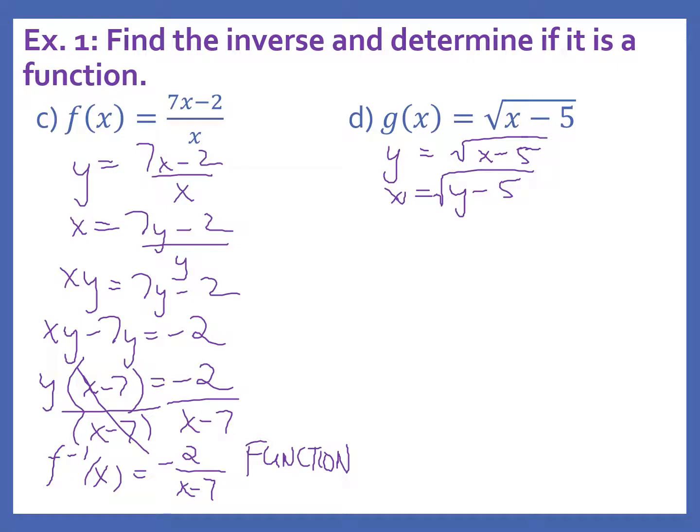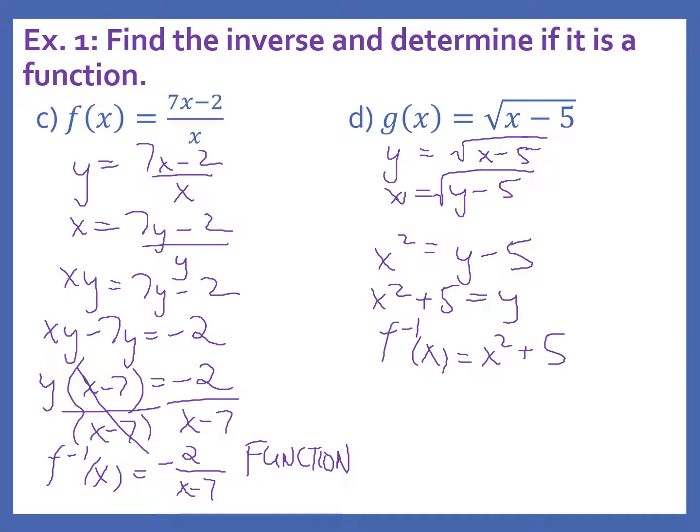Like before, what undoes a square is square root. The converse also applies. So square both sides to get rid of the square root. And then x squared plus 5 equals y. f inverse of x equals x squared plus 5. Our original function, a root function shifted to the right 5, looks like that. That's a function. This is going to end up being a parabola, shifted up 5. Definitely a function.